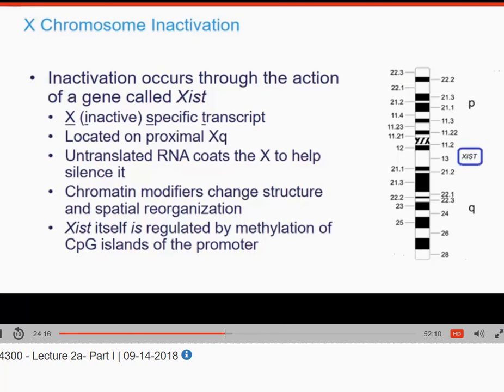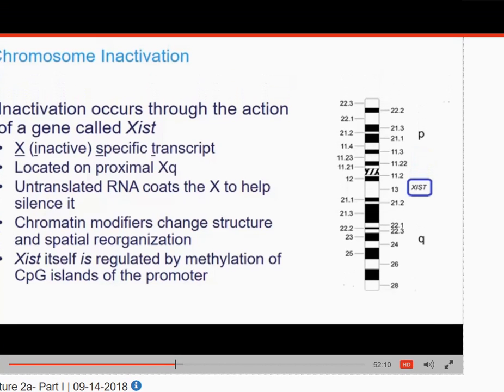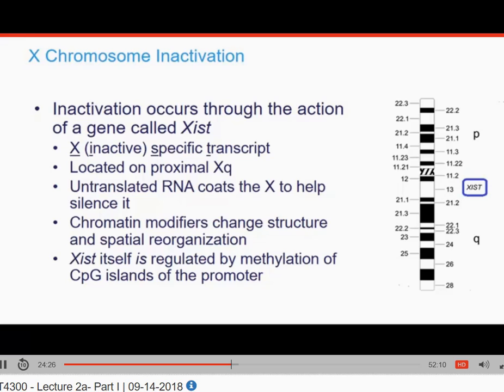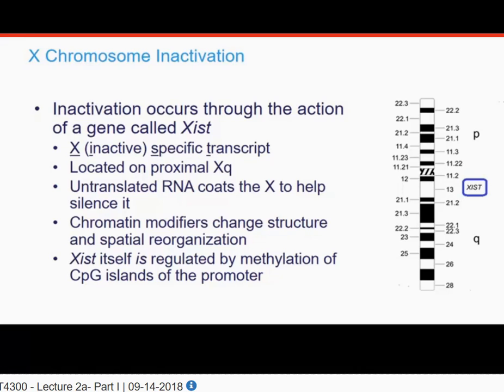That's not the only part of the mechanism. I mean, it's a fairly complicated process. There are some chromatin modifiers that change the structure. Without that XIST gene, inactivation will not occur. And it works on that particular chromosome, not on the other X. So even if the other X has an XIST gene, it's not going to inactivate the one that doesn't. The XIST gene itself is regulated by methylation, and this is a way in which a gene becomes inactive.